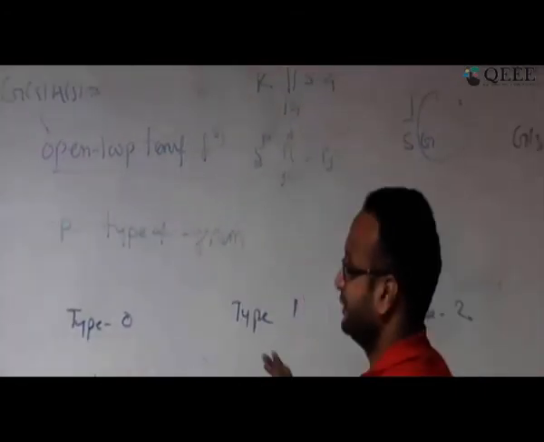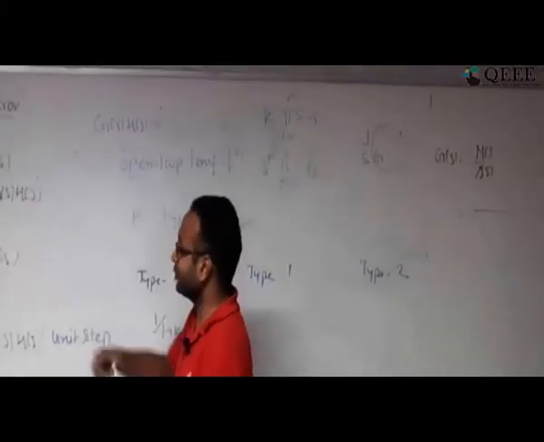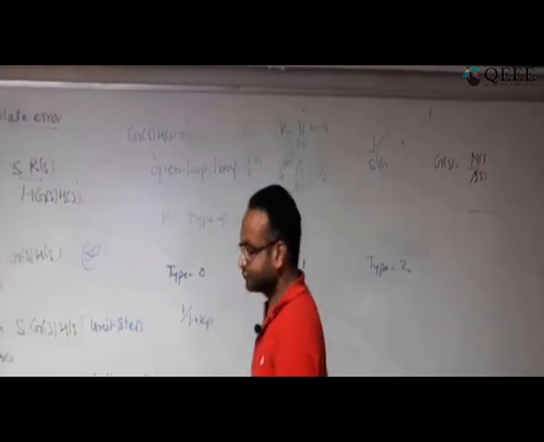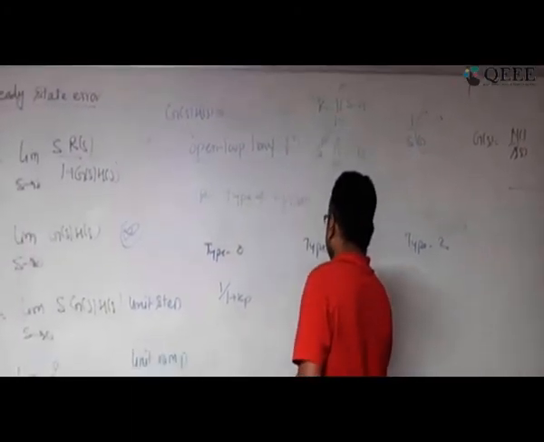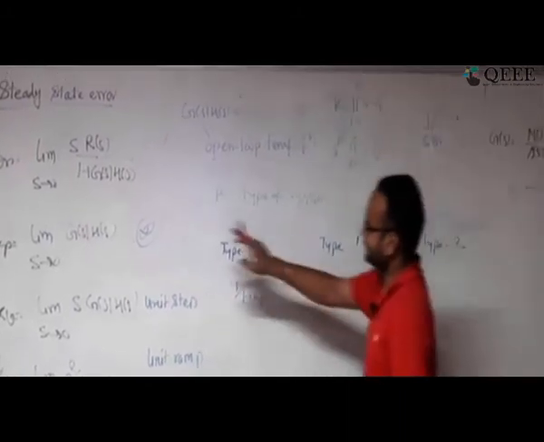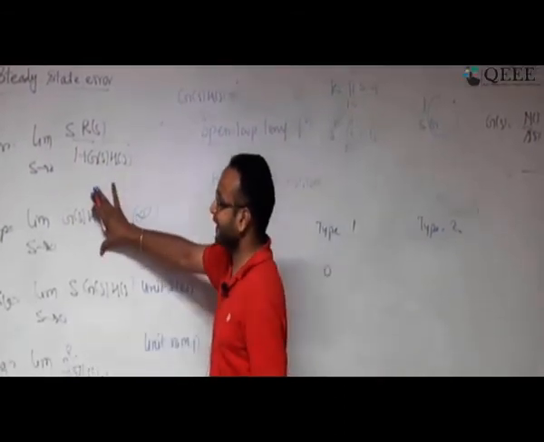Okay. Sorry, Kp is going to be infinite. Okay. So, in this case, the 1 by infinite error is going to be 0. Now, if type 2 system, again this term is going to be 1 by s square, s tends to 0, this Kp is going to be infinite, 1 by infinite is going to be 0.